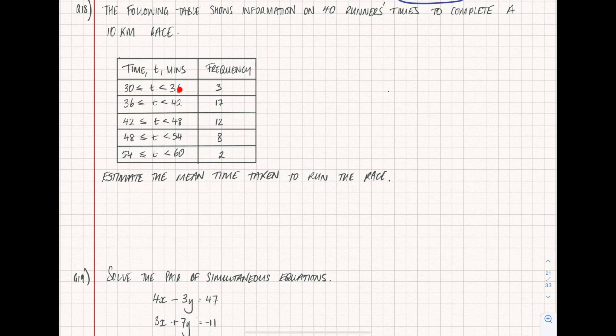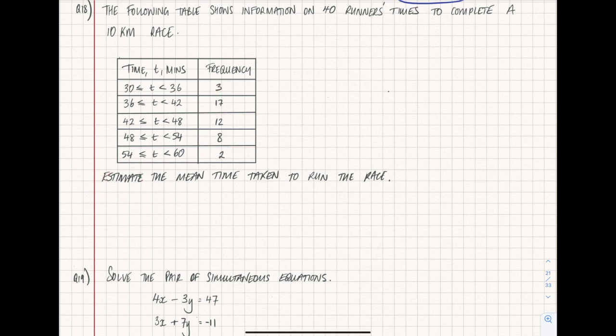Now it means it's less than 36, so technically it's 35 minutes and 59 seconds. But that means that they were fit in there. So these 3 people were between these 2 times here. We don't actually know how long these 3 people took. We don't know how long these 17 people took, and we don't know how long these 12, etc., etc. took. So the reason that this is an estimate is because we don't know the exact time these people took.